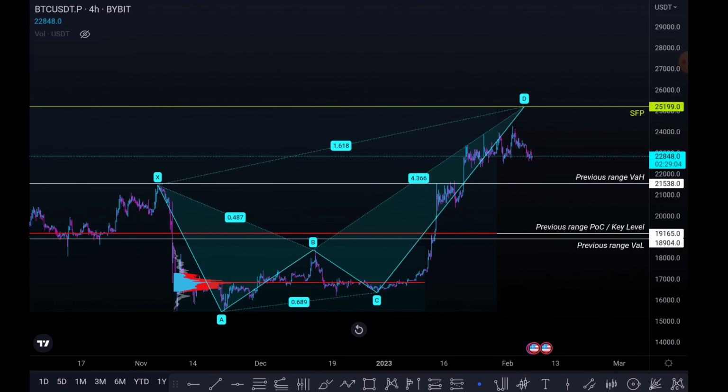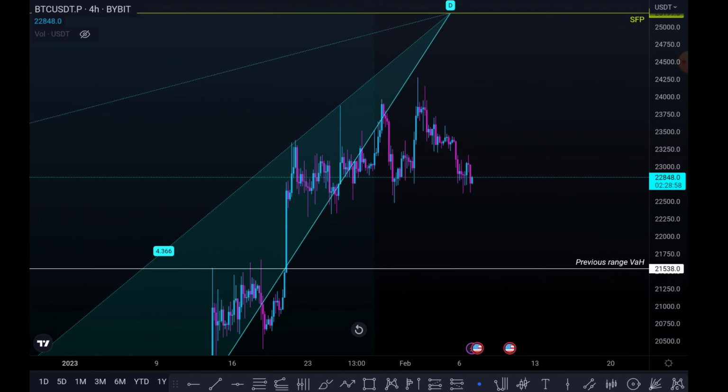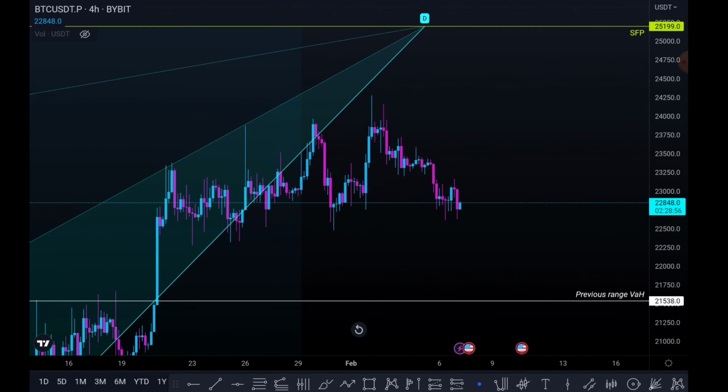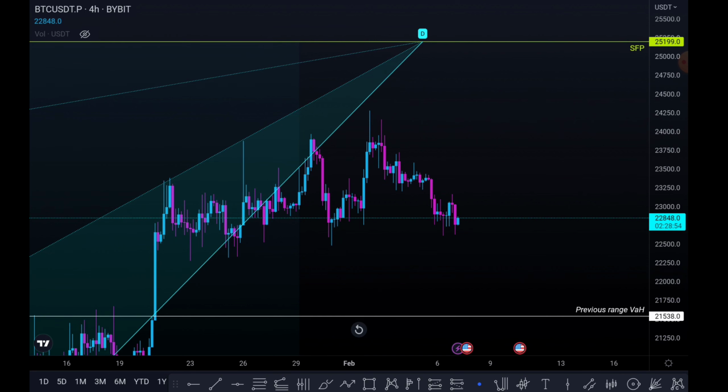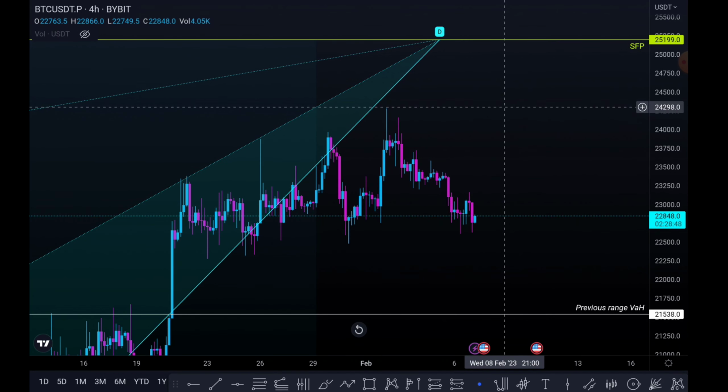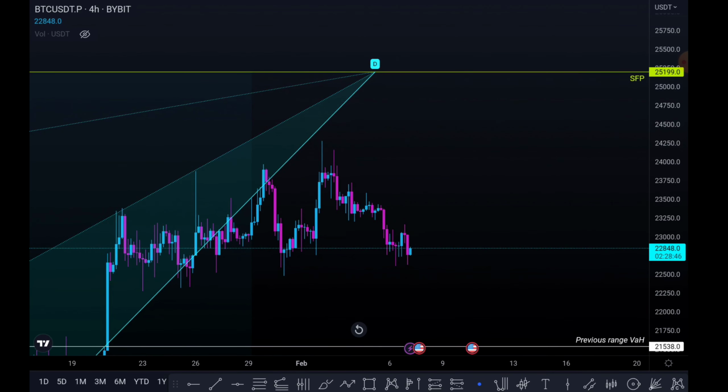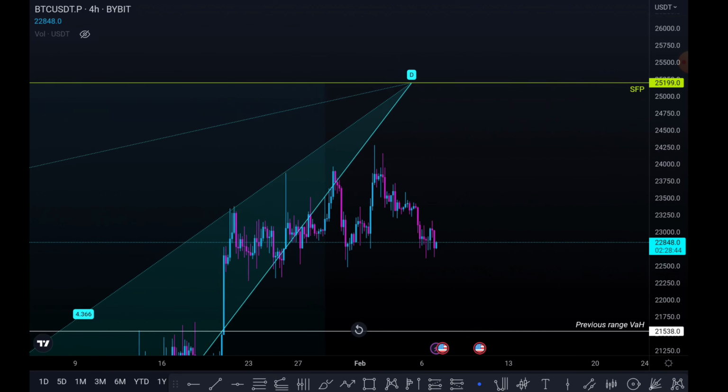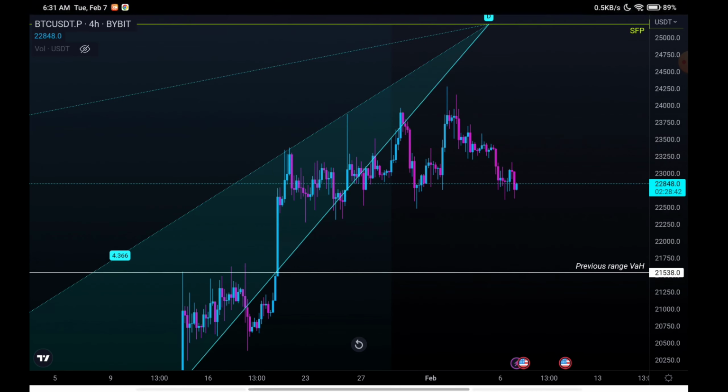So clearly, the levels to the upside: we have the 23,800 naked point of control, then we have our weekly level front run around 24,282. Yeah, and then we have our SFP at 25.2k. So that's the plan right now. Let me quickly hide this.